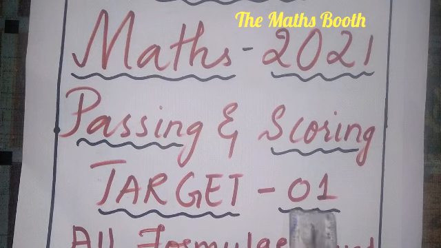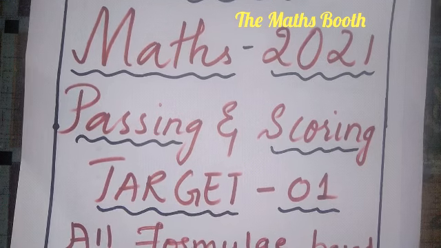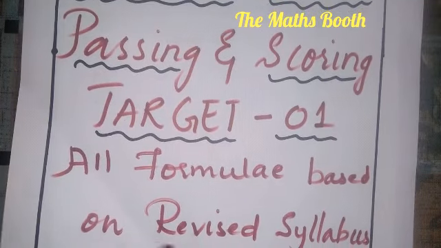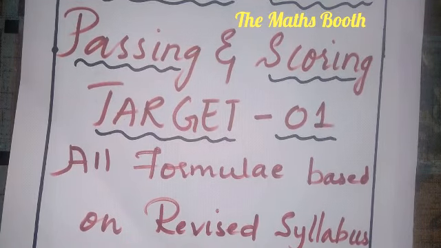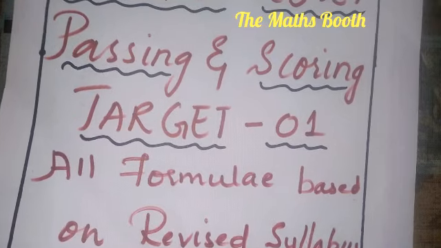So in target 1, the whole of mathematics completely depends on the formulas. Unless and until you are perfect in all identities and formulas, you can't proceed further. If you don't know the formula, you can't solve the problems. So here in the first passing and scoring target 1, we are going to learn all formulas based on the revised, reduced syllabus for this year. Okay, let us begin this.